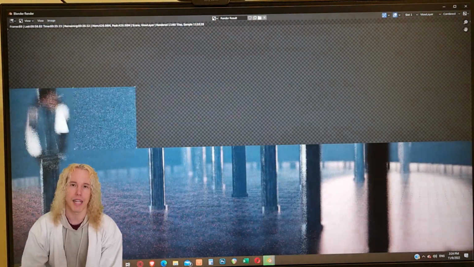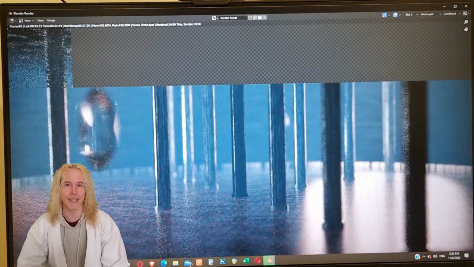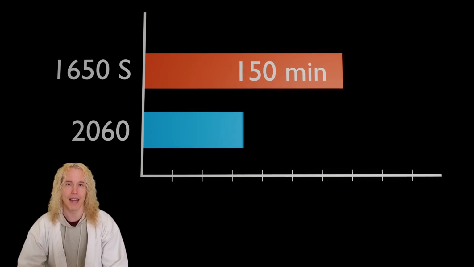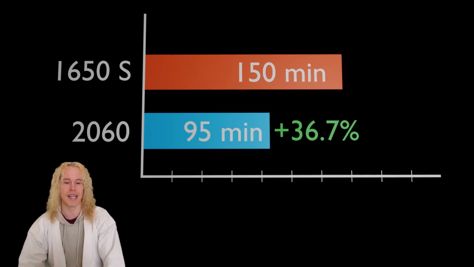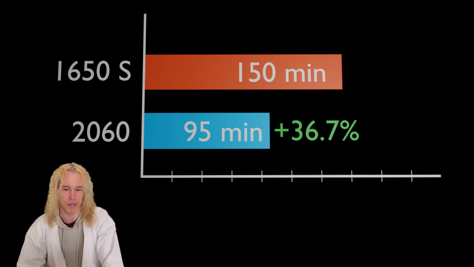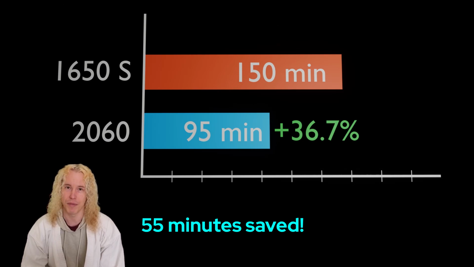Okay, coming to the last frame, and Windows 10 has completed the render with a time of 95 minutes. In 1 hour and 35 minutes, we got an excellent performance boost with the RTX 2060 that exceeded my expectations by being 36.7% faster. We saved 55 minutes. I'm very happy with this result.